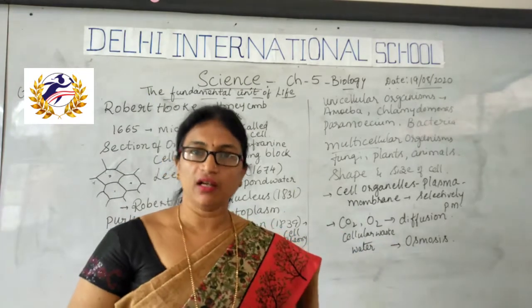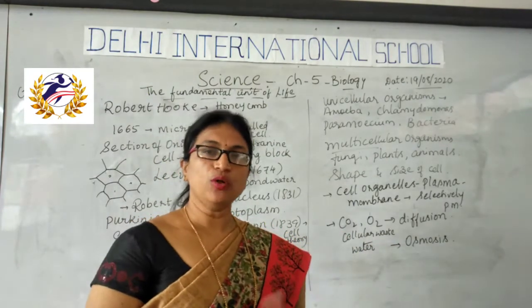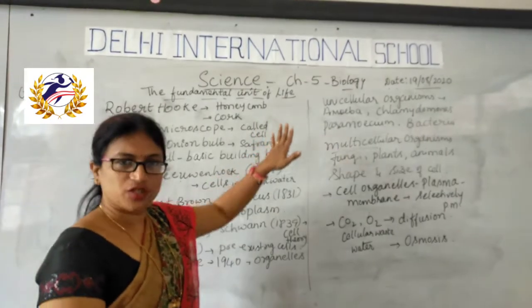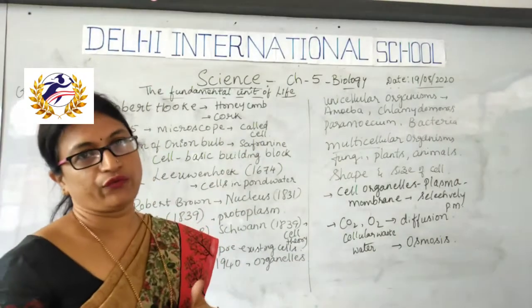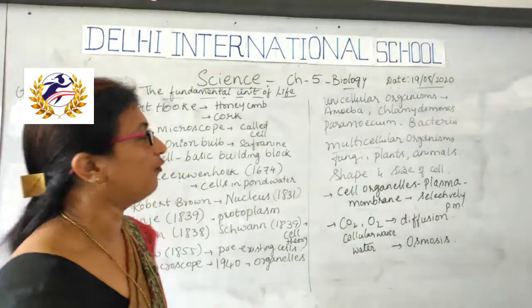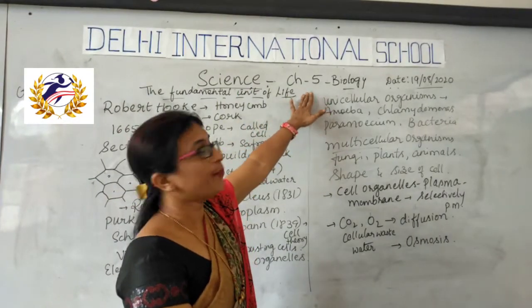Last class, we completed matter in our surroundings. That belongs to the chemistry part of science. Today we will start with the first chapter of biology, and then we will take physics. Like that, from each part, one chapter at a time we will cover. So today we will see chapter 5 from biology.